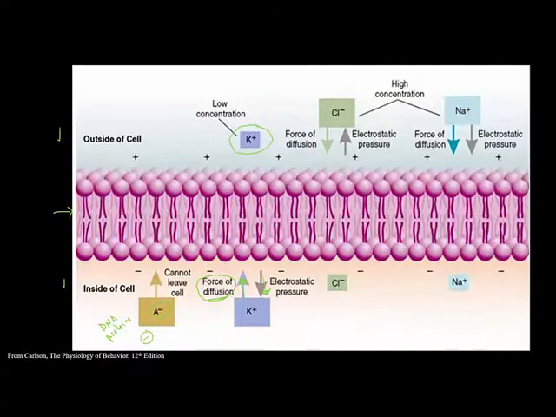Now, to see if you understand, think about potassium on the outside. Which way are the forces going to go? The force of diffusion is going to keep it outside, right? We have a higher concentration inside. So that's going to try to keep it outside. How about the electrostatic pressure?